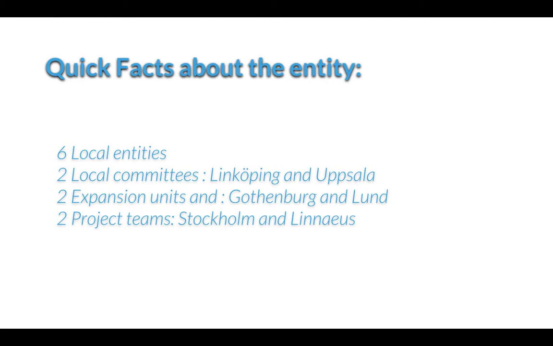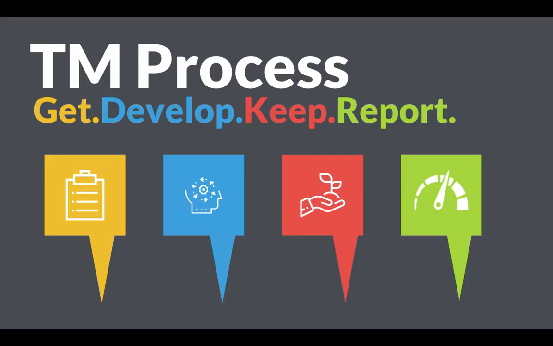Now, quick facts about the entity. I'm dropping these quick facts here because there are some things I will mention later on in this video that would need me to talk about this. So first, we have 6 local entities. We have 2 LCs, Linköping and Uppsala. They are the LCs that we have. We have 2 expansion units, Gothenburg and Lund, and we have 2 project teams, Stockholm and Linnaeus. So I will be explaining how we have these different entities spread out among these different membership statuses when I'm talking about OD.